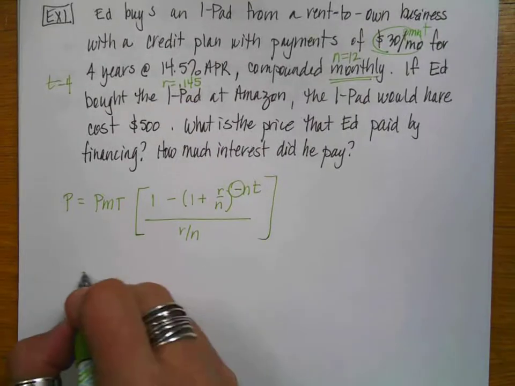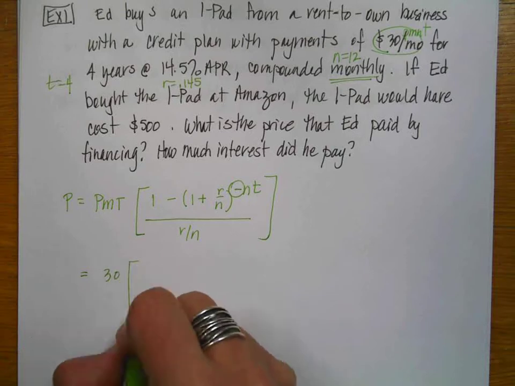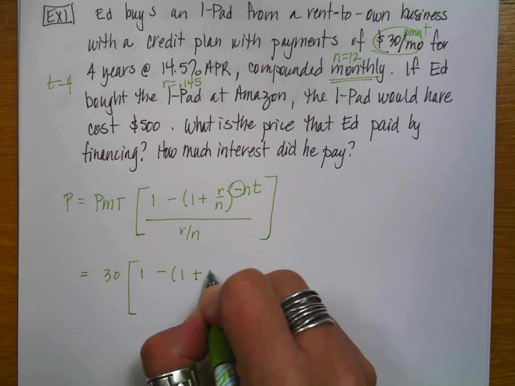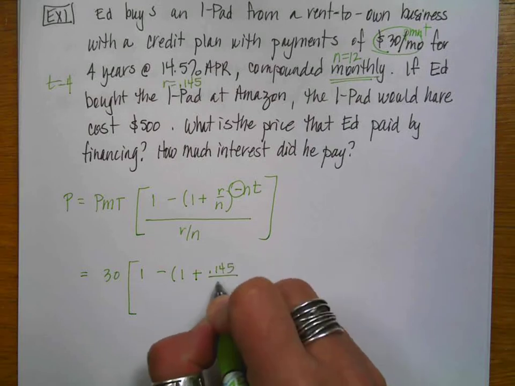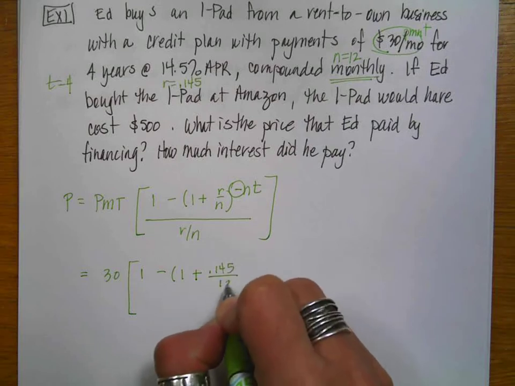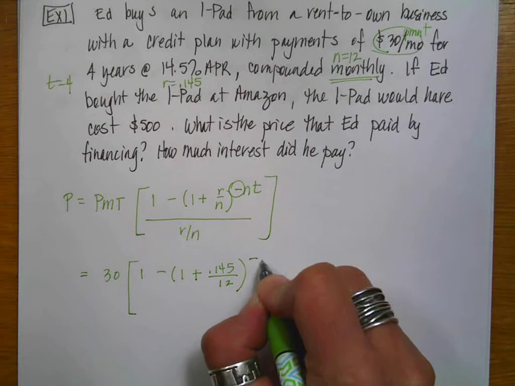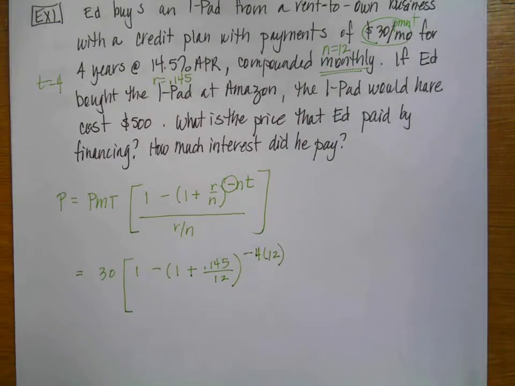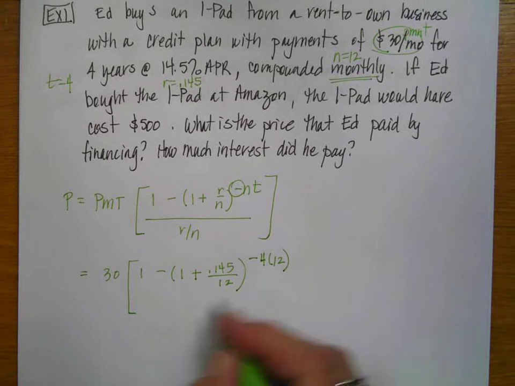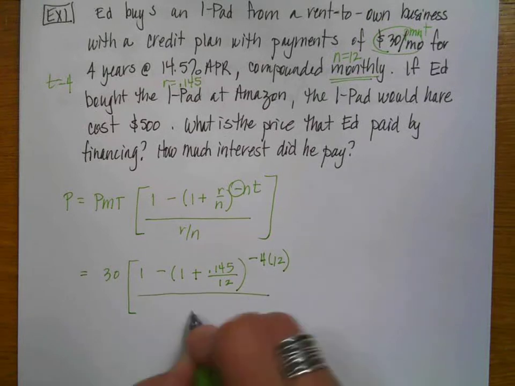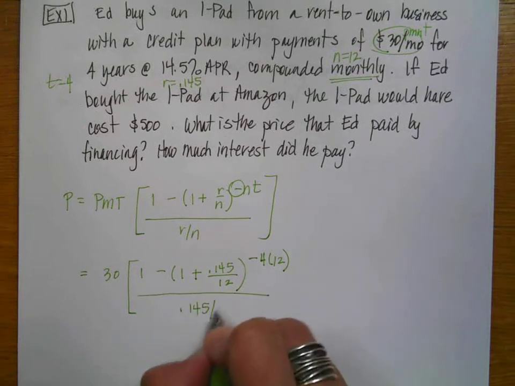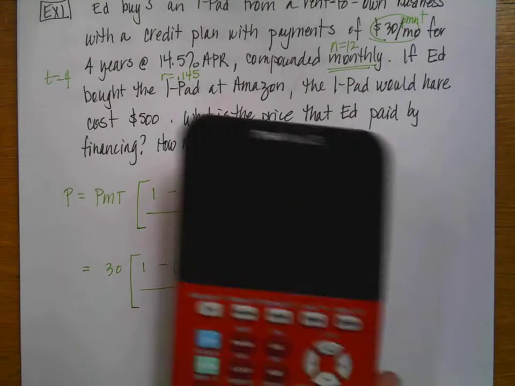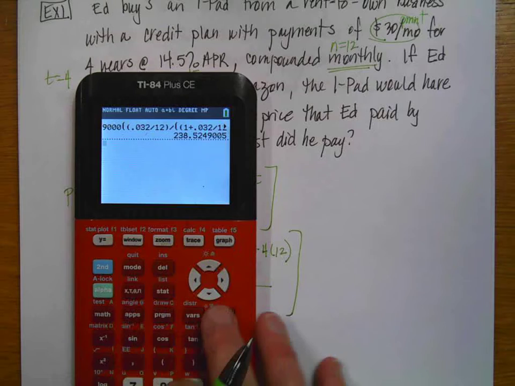So if I add all of that information to my formula, here's the 30, and then I have 1 minus (1 plus the interest rate, 0.145, divided by my N, which is 12), and I'm going to raise it to the negative 4 times 12. Okay, so 4 years, and I'm making 12 payments a year, and then I'm going to divide by 0.145 divided by 12. So again, I just have to be really careful with my calculator.